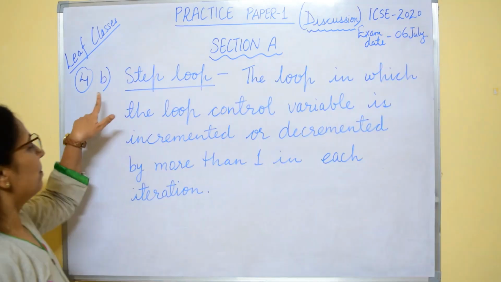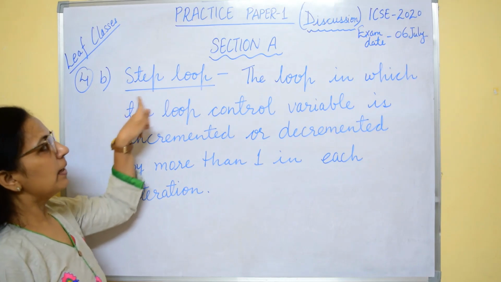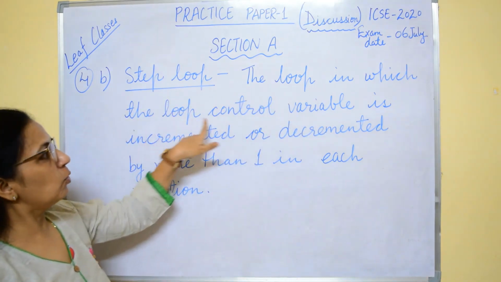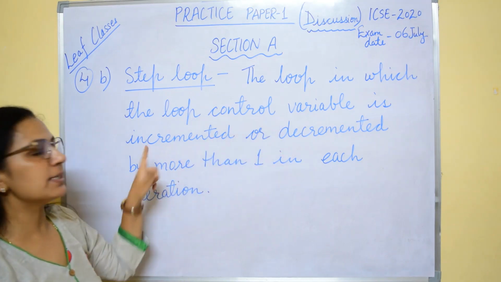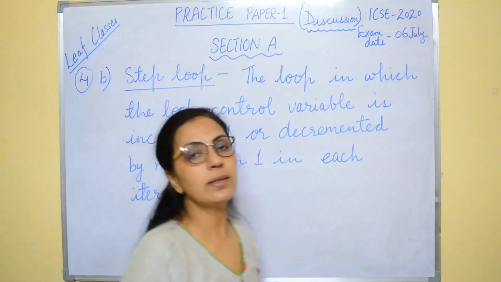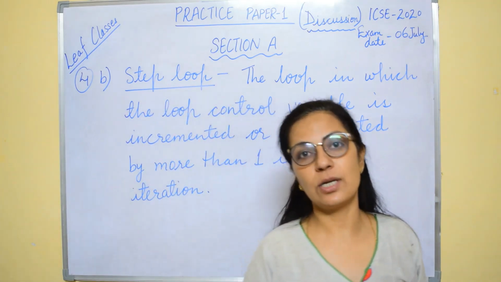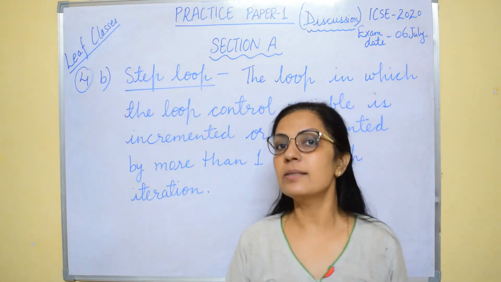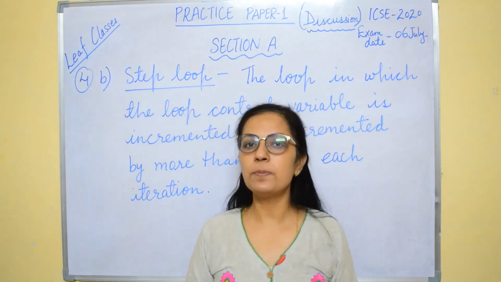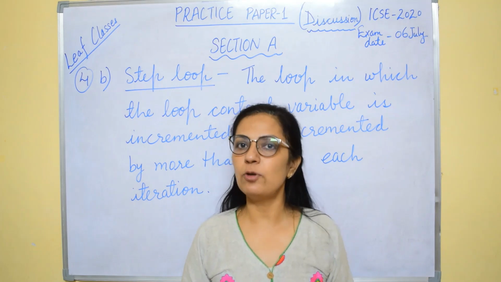Okay. B part of question number 4, define step loop. The loop in which the loop control variable is incremented or decremented by more than one in each iteration is known as a step loop. For the definitions of different types of loops, please refer to the videos of looping.